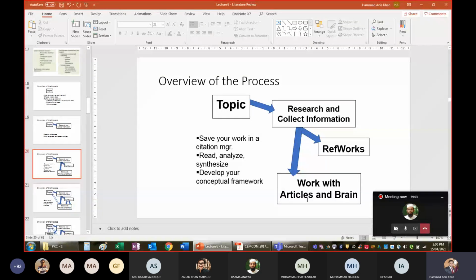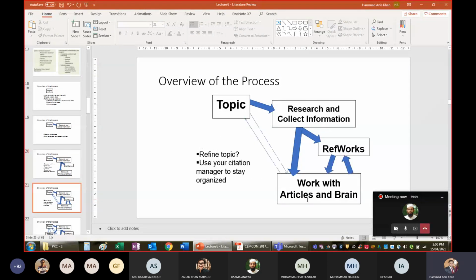When you are digging deep, you create an interest on a certain point, then you keep on digging, and then you further refine your topic, because your topic was a very general broader topic, but after going through this process you have created a certain interest in your mind that okay, I think I should target this point in this research, and till now I haven't found anything related to that. So use your citation manager to stay organized.